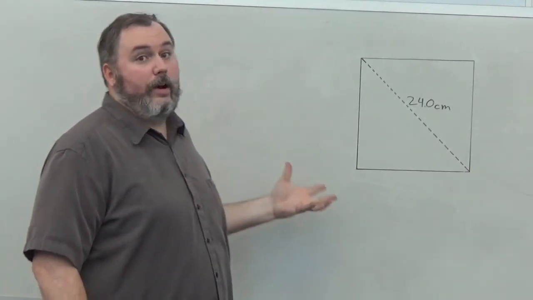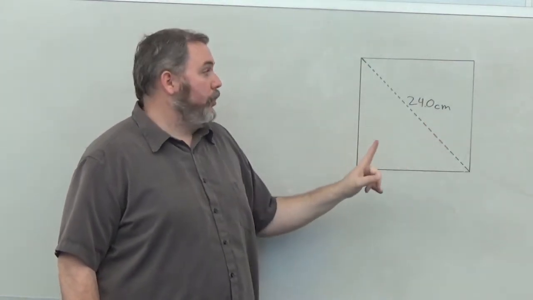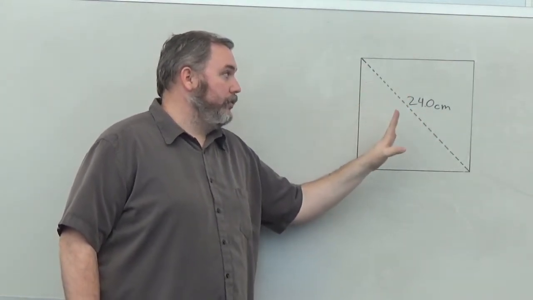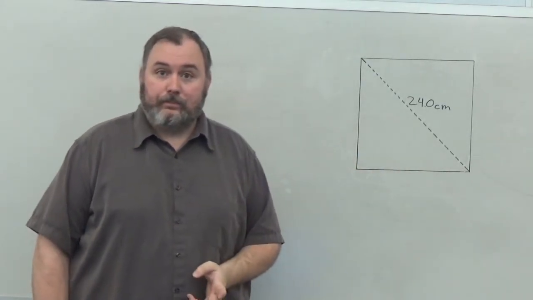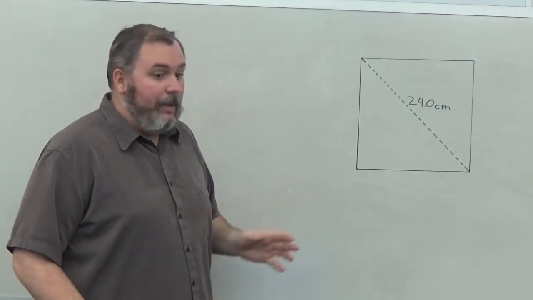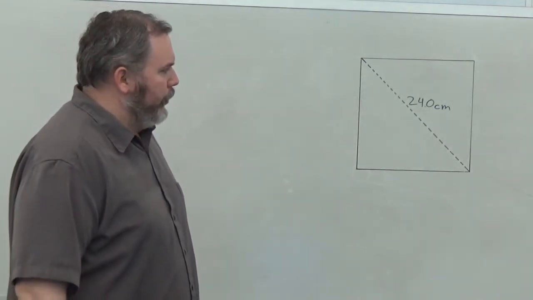So we have a square here, and the diagonal is basically going from one corner to the other. So we know that it's 24.0 centimeters. However, we don't know anything else about this square. All right, so our job is to find the area of the square. Well, how are we going to go about doing that?